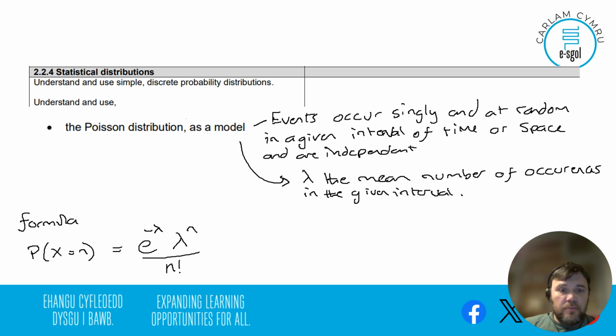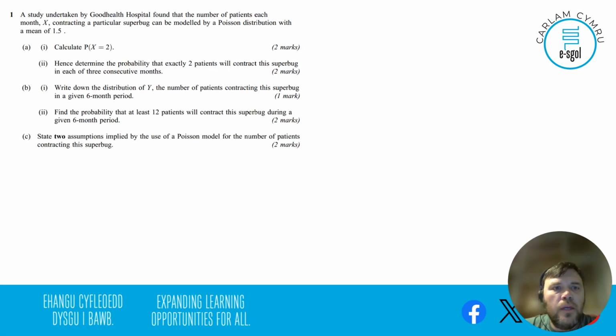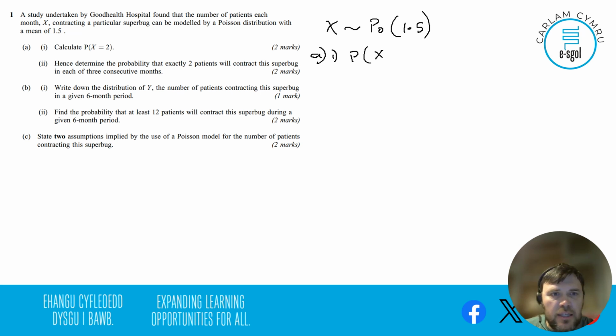Okay, on to the first question. A study undertaken by Good Health Hospital found that the number of patients each month, X, contracting a particular superbug can be modeled by a Poisson distribution with a mean of 1.5. So that 1.5 is the number of patients that contract this particular superbug. We have been asked to calculate P(X = 2). It's very much a calculation. So it's always good to put X follows Poisson of 1.5. And then the first question, as I said, is part 1. What's the probability that X is equal to 2?